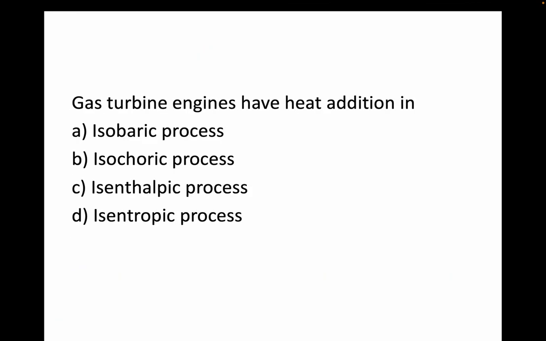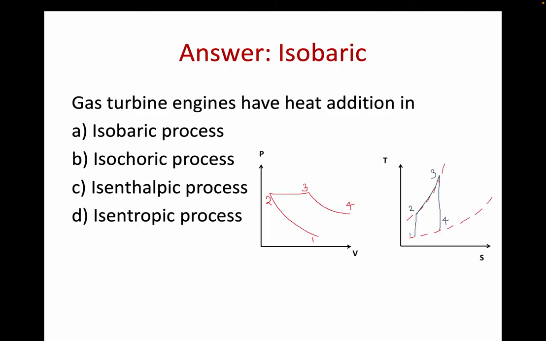Moving on to the next question: gas turbine engines have heat addition as an isobaric, isochoric, isentropic, or isenthalpic process. This we have discussed earlier in the diagrams, the PV and TS diagrams. So the answer is isobaric. You can remember that 2 to 3 was the combustion process, which was at a constant pressure line, which is essentially an isobaric process.